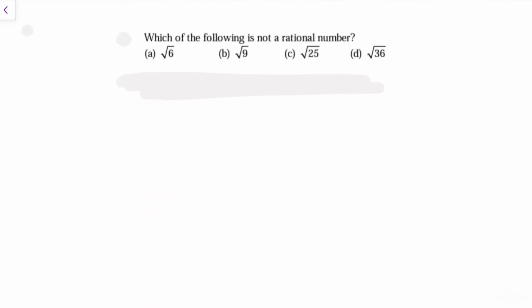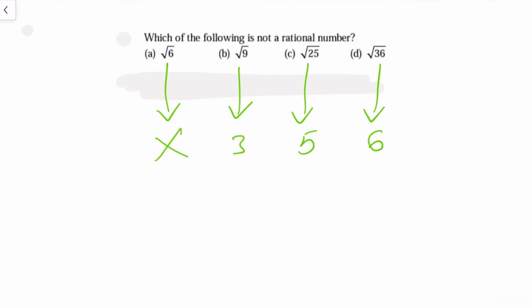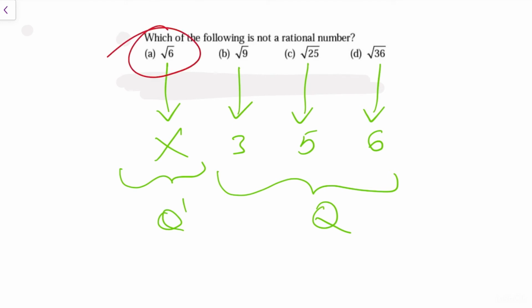Next, which of the following is not a rational number? Let us check. Root 36. Which number square is 36? It is 6 square. Root 25. 5 square is 25. Root 9. 3 square is 9. Which number square is 6? Nothing like that. So 3, 5, 6, these all are rational numbers, whereas this root 6 is an irrational number. So in the question he is asking about not a rational number. Not a rational number means irrational number. So option A.